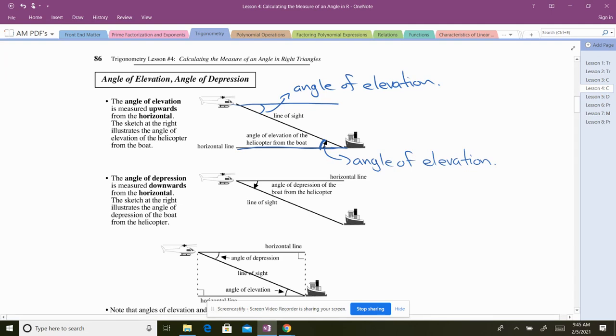These two angles, but oh, sorry. There we go. Angle of depression. The thing about these two angles is they are always the same. So if you know the angle of depression, you know the angle of elevation.